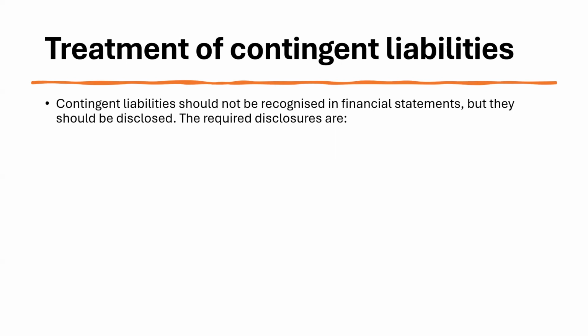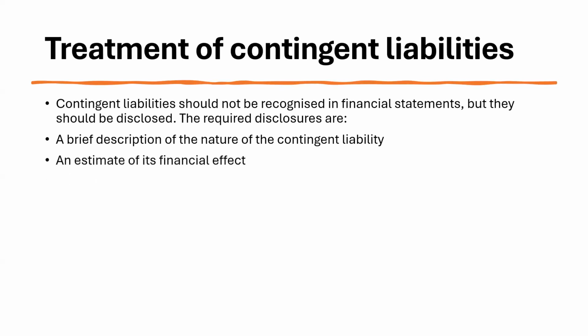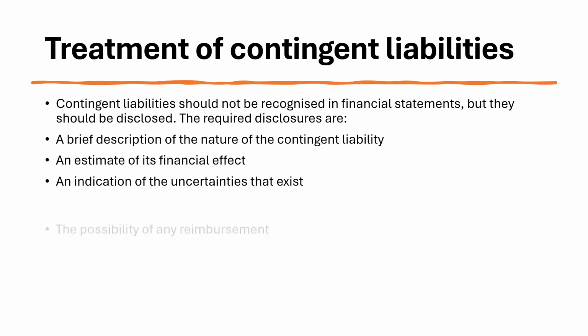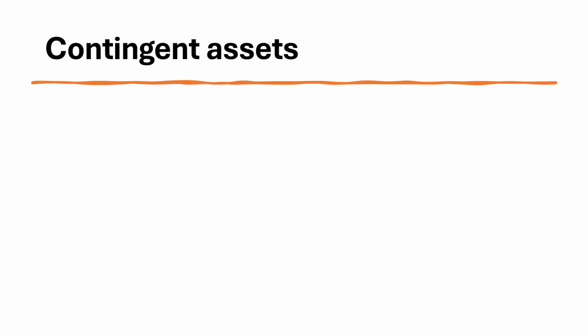The required disclosures of the contingent liabilities are that a brief description of the nature of the contingent liabilities should be put up. Okay, an estimate of its financial effect on the financial statements and an indication of the uncertainties that exist. Okay, and the possibilities of any reimbursement that may occur. I hope it makes sense.